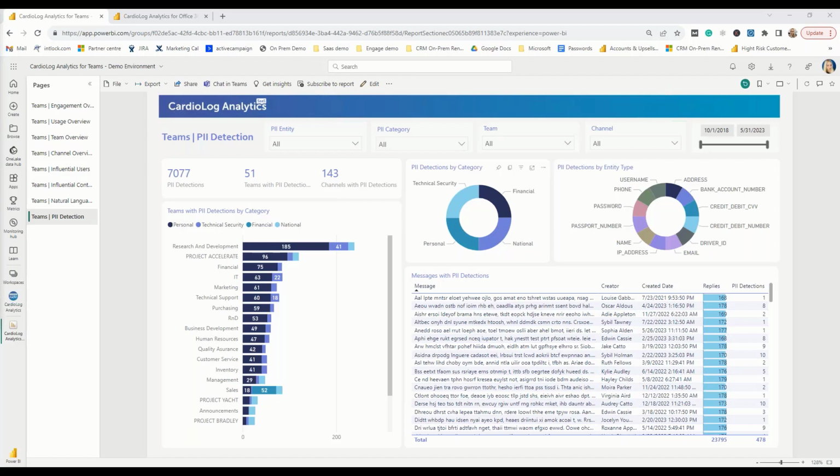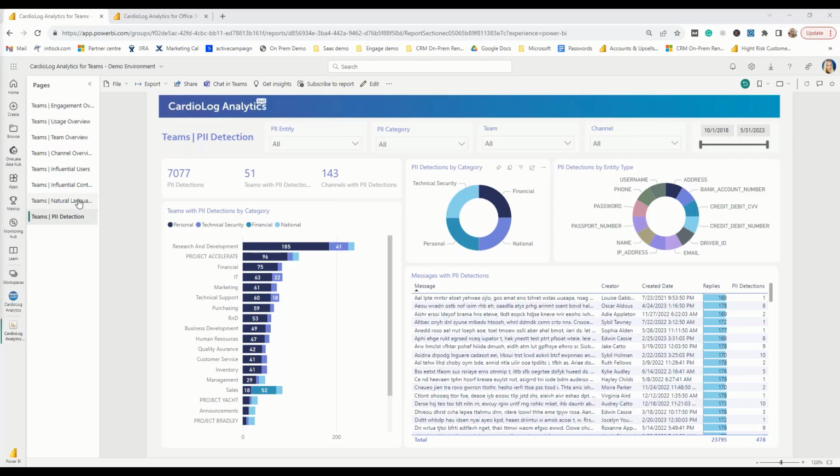So in this first message, for example, the address of a certain user was mentioned, and we basically show instead of the actual address, a keyword called address. So we actually know what type of PII information was mentioned in this message without revealing, of course, the actual information. You can also filter this report by specific teams or specific channels to drill down further and see PII detection in specific teams and channels.